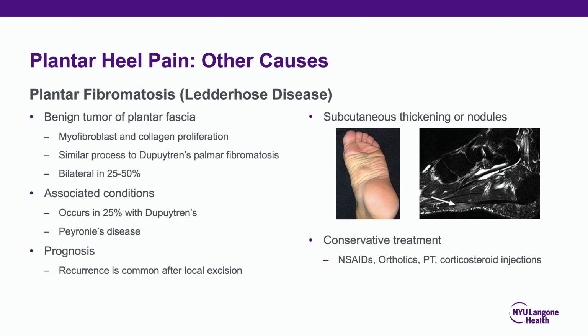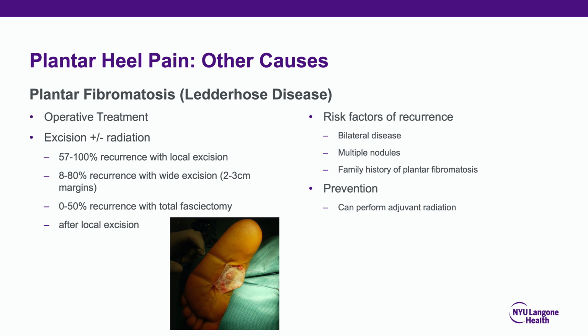On examination, subcutaneous thickening or nodules are noted. Treatment is usually conservative, including anti-inflammatories, orthotics, physical therapy, or corticosteroid injections. Operative treatment could include excision with or without radiation. As noted before, recurrence is common. Risk factors for recurrence include bilateral disease, multiple nodules, and a family history of plantar fibromatosis. Prevention can include adjuvant radiation.